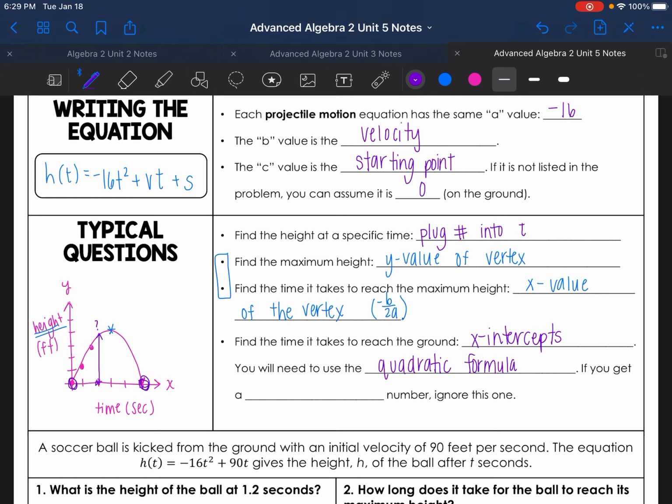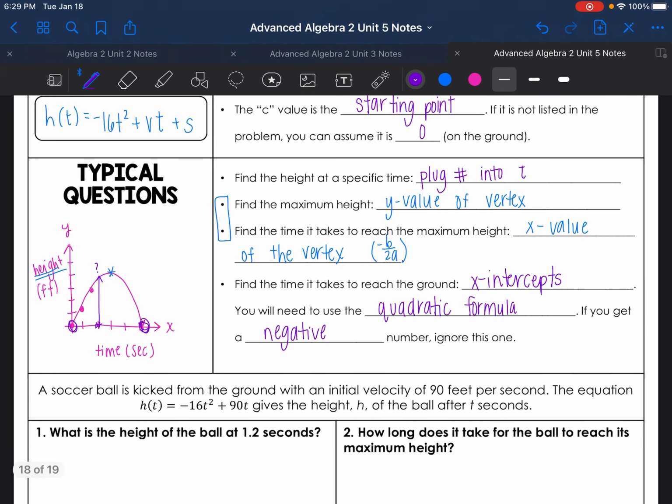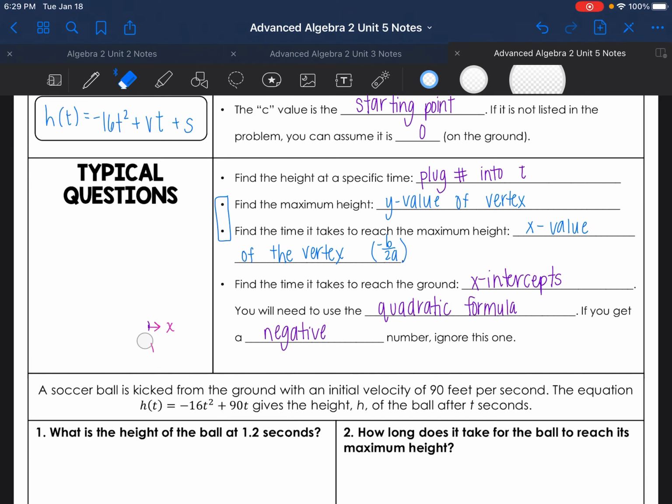Now, you may get a negative number. And if you get a negative, just cross that one out. What that means, let me erase here on the side. You don't have to redraw this.